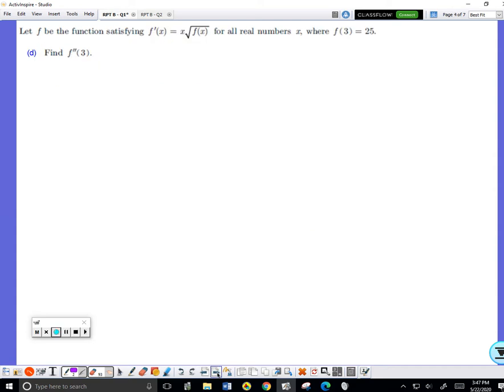Okay, part D. Let f be the function satisfying this. f of 3 is 25. Find f double prime of 3. Okay, so I've got f prime of x. So I'm going to have to use the product rule. So f double prime, second of the two factors, multiplied by the derivative of the first.